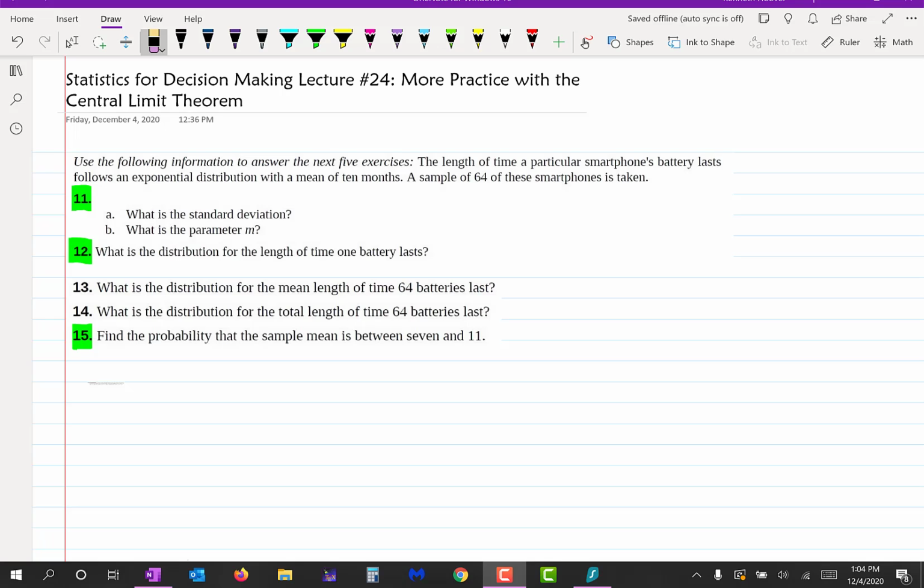Okay, in this lecture we're not going to cover any new material, but we're going to do some much needed practice with the material learned in the previous lecture. Okay, so I have here some questions from the textbook. These are on page 323 and 324, numbers 11 through 15, okay? Now we're not going to do 13 and 14.